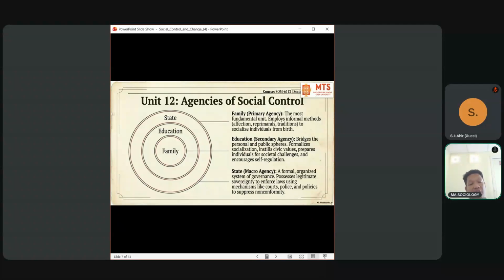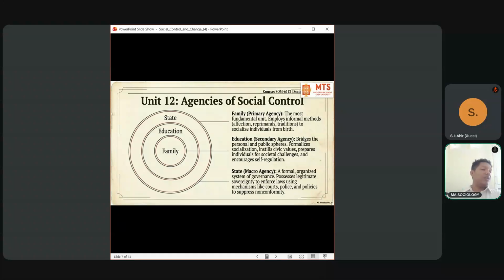Okay, so education, which is a secondary agency, is a very important aspect of human life to prepare oneself towards the macro agencies. So the state is a formal organized system of governance that possesses legitimacy and sovereignty to enforce laws using mechanisms like laws, courts, police, and policies to suppress non-conformity. Okay, so the state is there. As I said, for social control, family and education are part of your agencies, through which you prepare towards understanding and proving your conformity to the state.